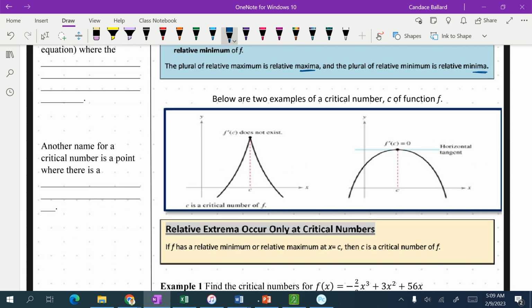There's some examples of critical numbers. We know that the derivative doesn't exist there because it's a cusp, but it's still a critical number. Here, we've got a horizontal tangent, so that's a critical number. Officially, if f has a relative minimum or relative maximum at x equals c, then c has to be a critical number of f. So you can't have a relative extrema without a critical number.